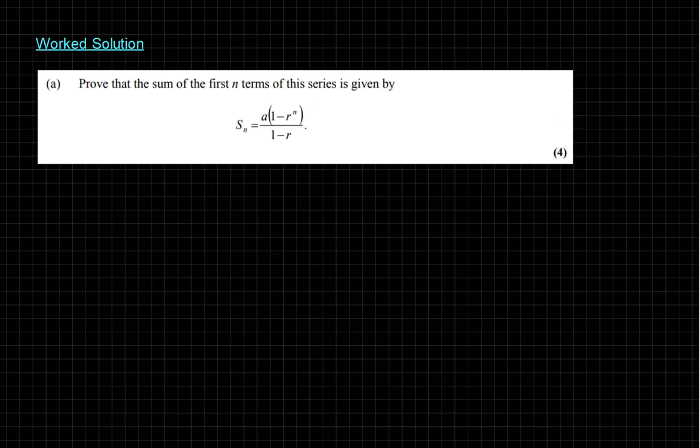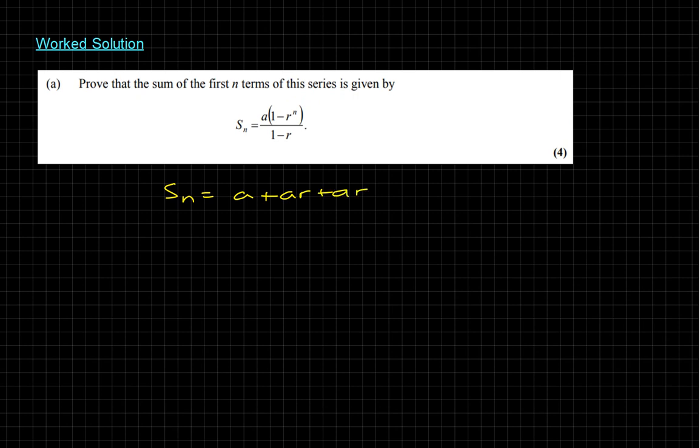Okay, so first question. You've been told that Sn is equal to the following sequence: A plus AR plus AR squared dot dot dot plus AR to the n minus 2 plus AR to the n minus 1, and n minus 1 is the final term, because effectively this is our 0 term, this is our 1 term, and this is our n minus 1. Therefore we've got n terms in total, which is what we need.